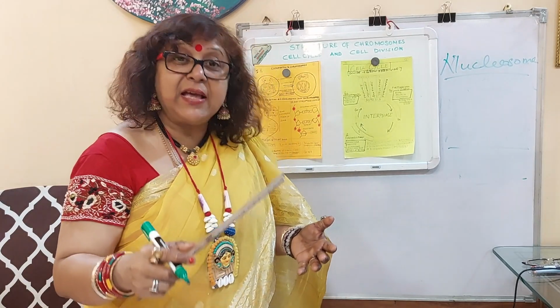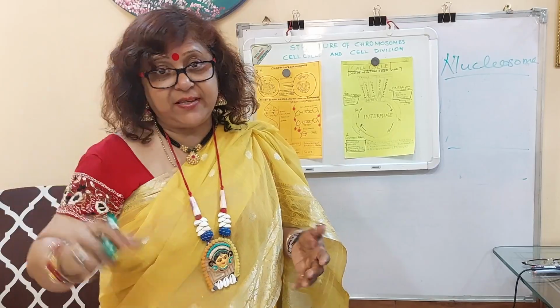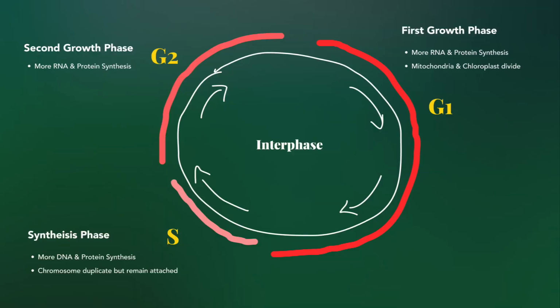Now, this interphase is made up of 3 particular phases. First is the G1 phase, then the S phase and the G2 phase. What is the G1 phase? The G1 phase is the first growth phase where maximum RNA and protein synthesis takes place. The mitochondria and chloroplast divide, and that is the G1 phase. If they ask you what happens in the S phase, the synthesis phase, here more DNA is synthesized and the chromosomes duplicate but they remain attached at a particular point.